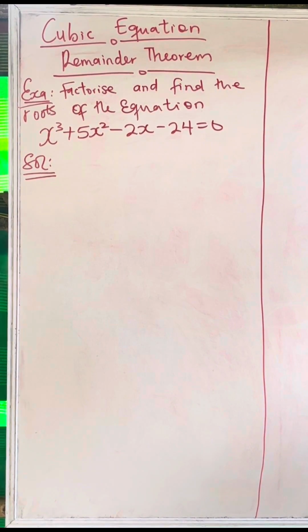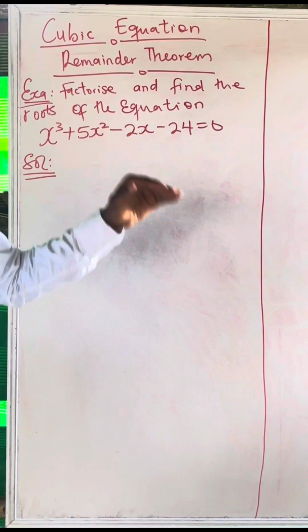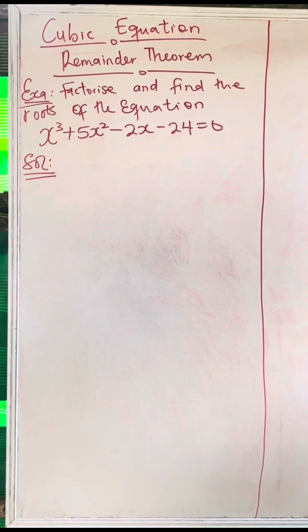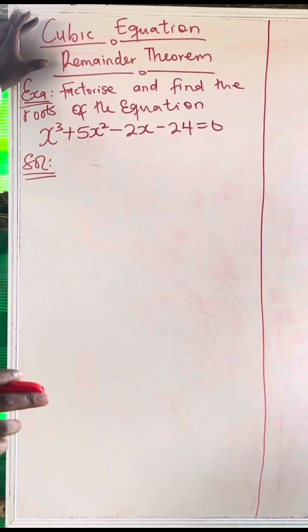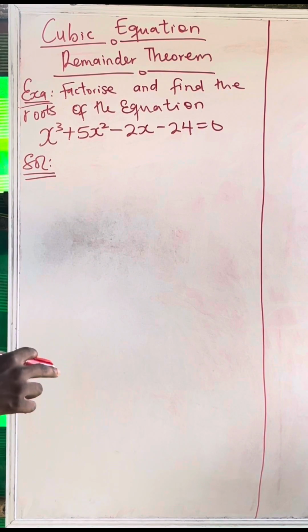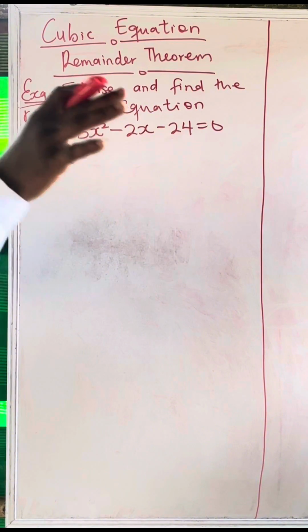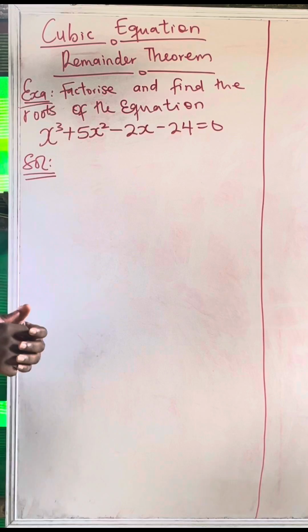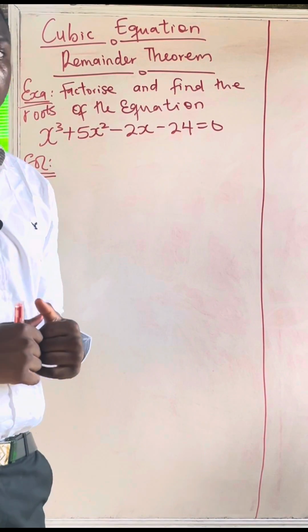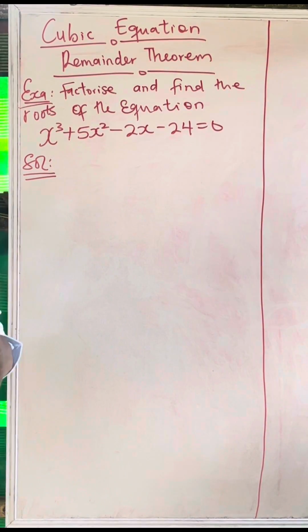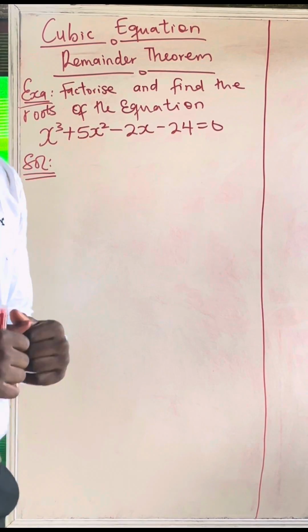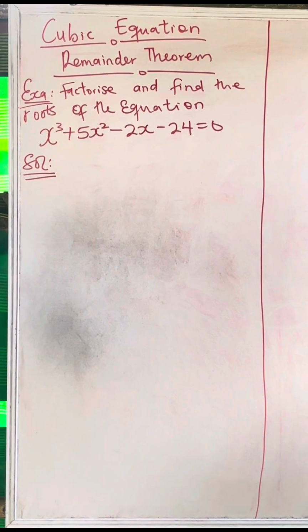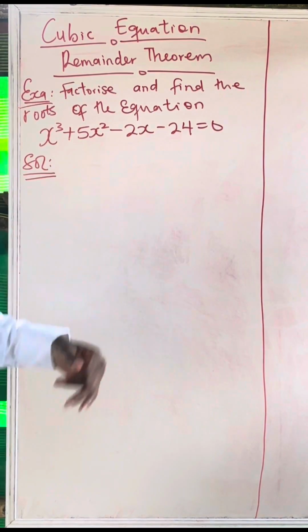In this particular video, we are going to be talking about our cubic equation remainder theorem. Whenever we have this type of question, the general form will have the highest power of 3. We've talked about the highest power of 2, that is quadratic, and we've also talked about the biquadratic. So in this question, we are going to be talking about the highest power of 3.